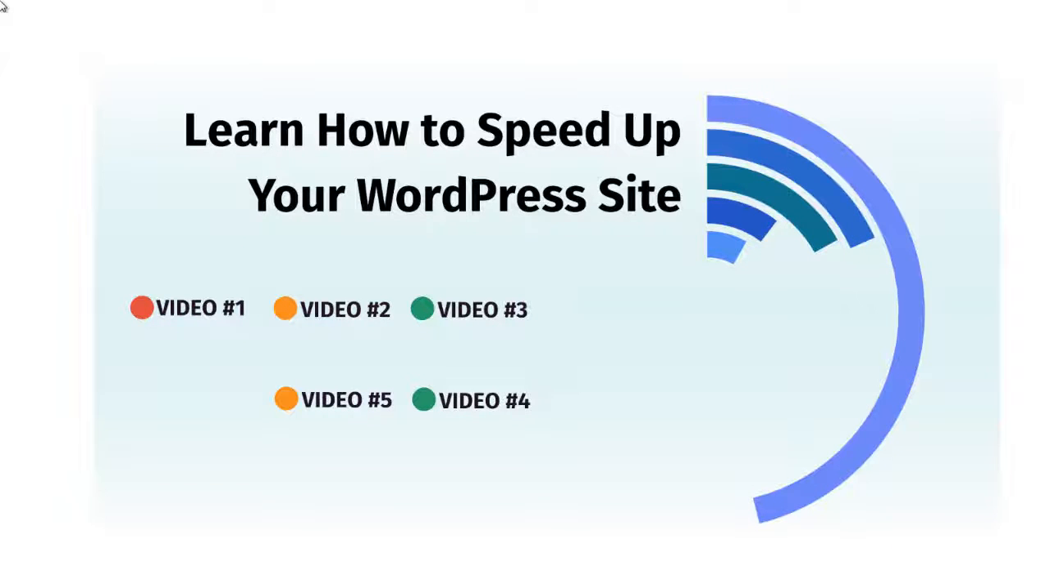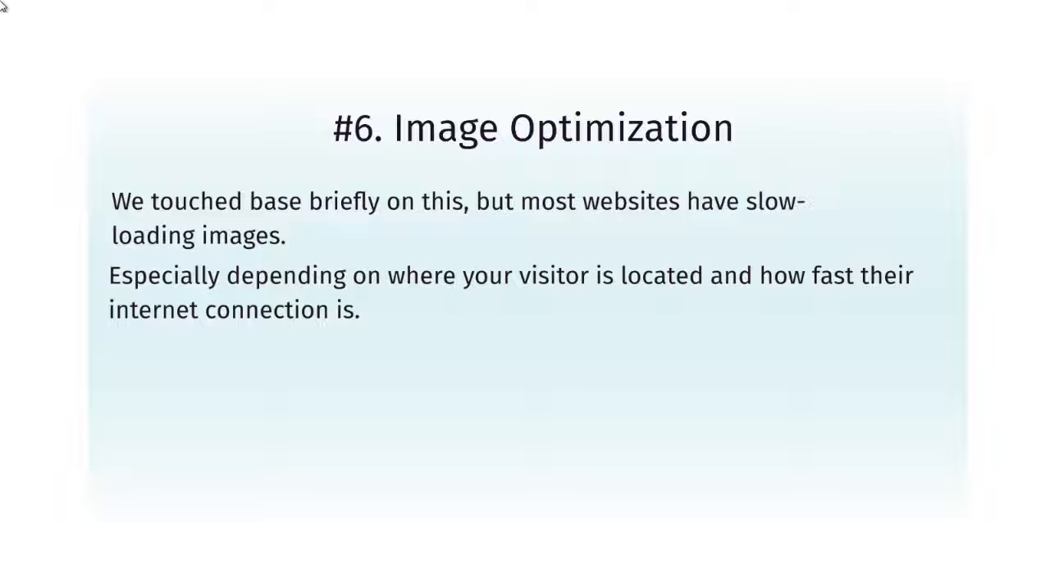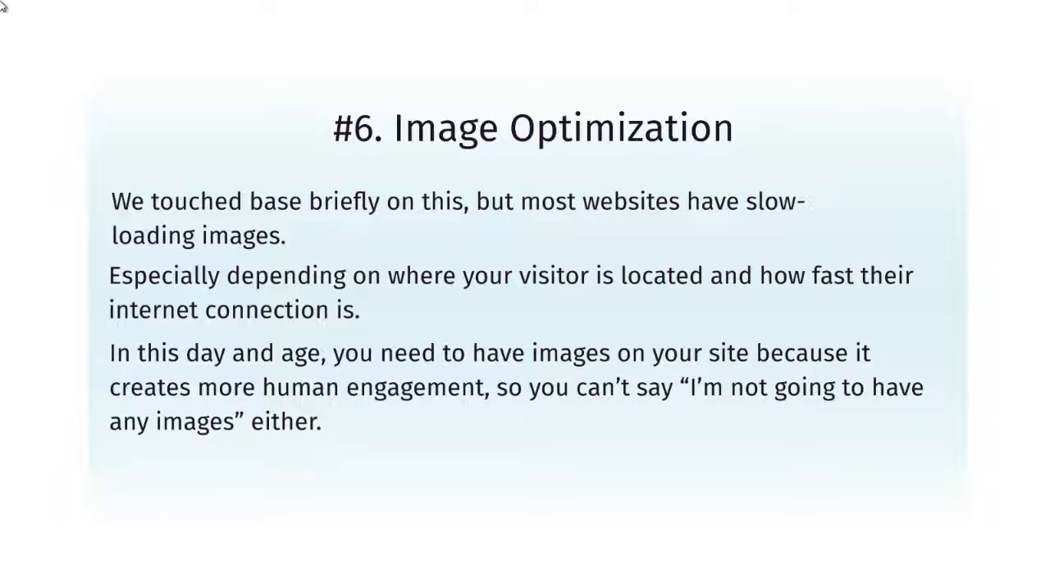Okay, so welcome to video number 6, and we're going to talk about image optimization. We touched base briefly on this in the previous videos, but like I said, most WordPress sites have slow loading images. Not just WordPress sites, but websites in general, especially depending on where your visitor is located and how fast their internet connection is. You have to assume that your visitors don't have a fast internet speed, because you want it to be as fast as possible.